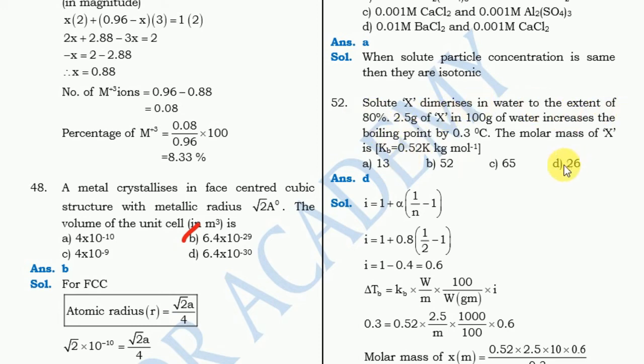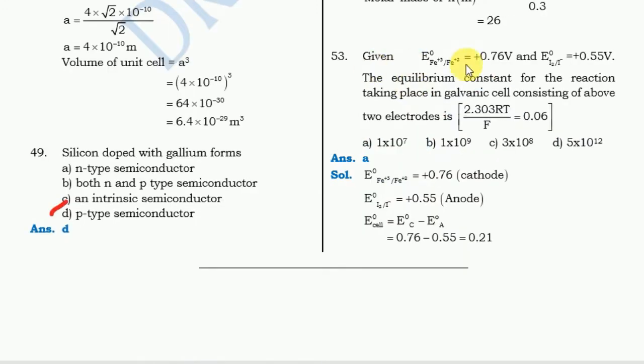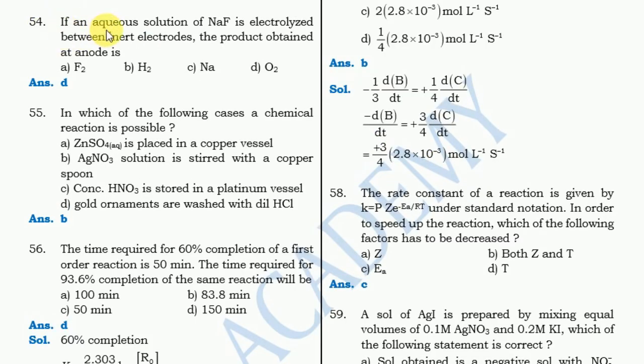Next, for this question, the correct answer is 1 × 10^7. Okay, for the next question: if an aqueous solution of NaF... For this question, the correct answer is option D, O2. Okay, next one: in which of the following cases is a chemical reaction possible? For this question, option B is the correct one.